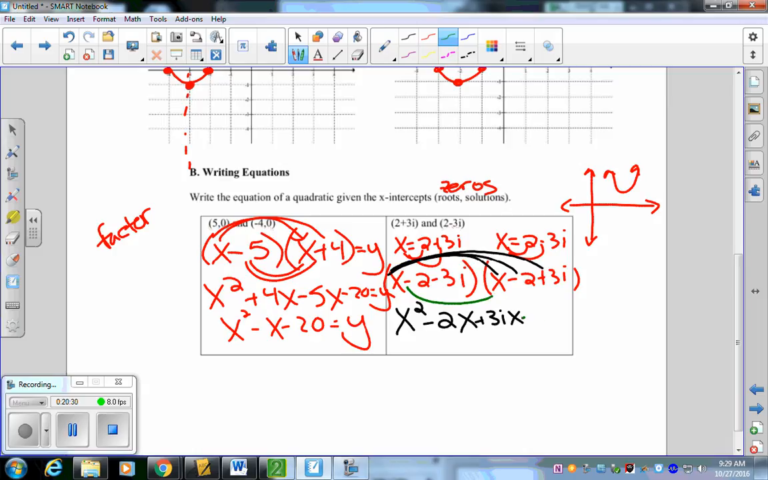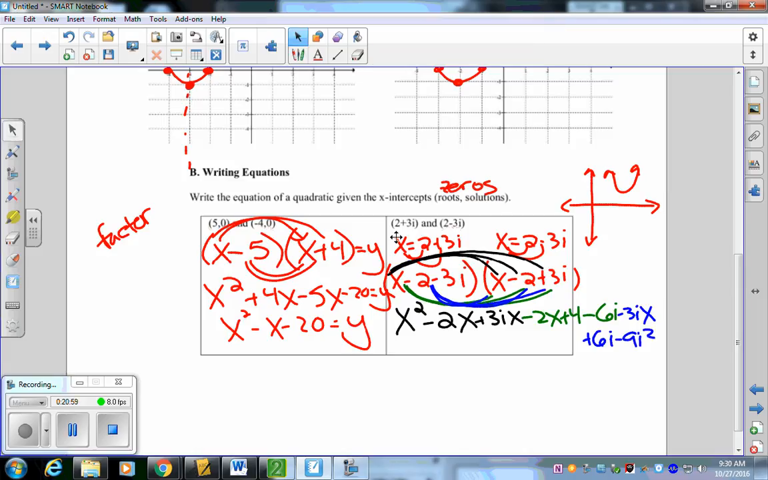Now I'm going to distribute the -2 through. So -2x, +4, -6i. And now I'm going to distribute the -3i through. -3ix, +6i. Sorry, I ran out of room over there. And then a -9i squared. All right, and then we'll simplify.